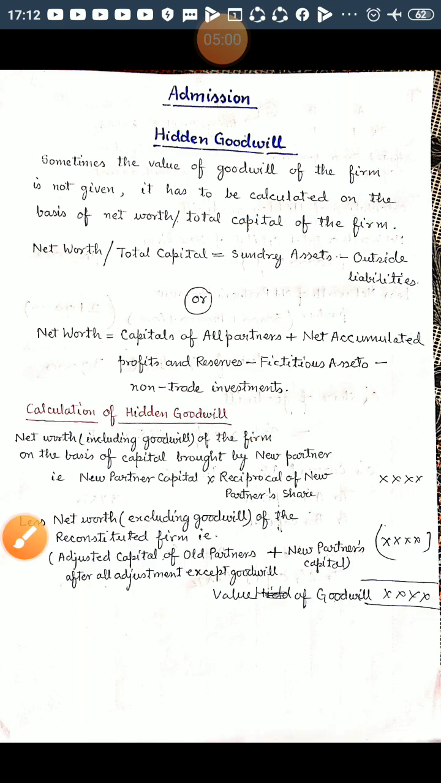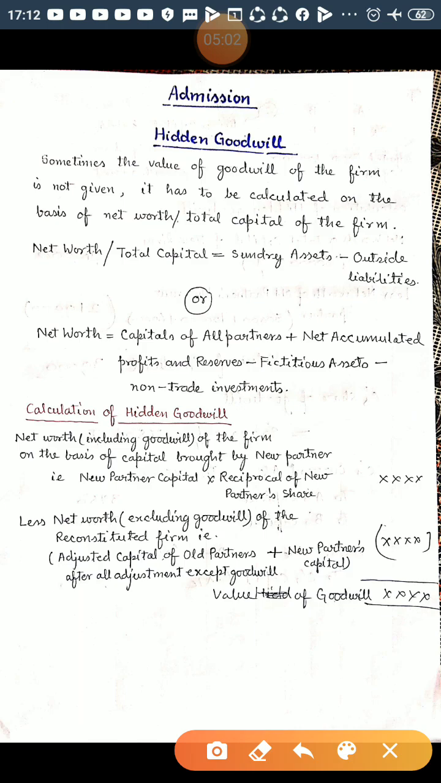Now I'm coming to the calculation of hidden goodwill or value of goodwill. How will you calculate the value of goodwill when the question is silent about the value of goodwill? This is going to be calculated on the basis of net worth. First you calculate the net worth of the new firm on the basis of the capital brought in by the new partner.